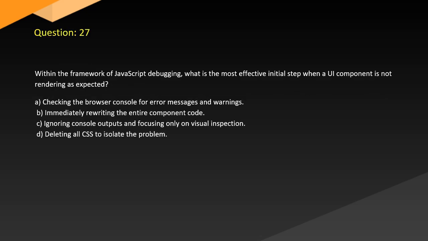Question 27. Within the framework of JavaScript debugging, what is the most effective initial step when a React component is not rendering as expected? A. Checking the browser console for error messages and warnings. B. Immediately rewriting the entire component code. C. Ignoring console outputs and focusing only on visual inspection. D. Deleting all CSS to isolate the problem.